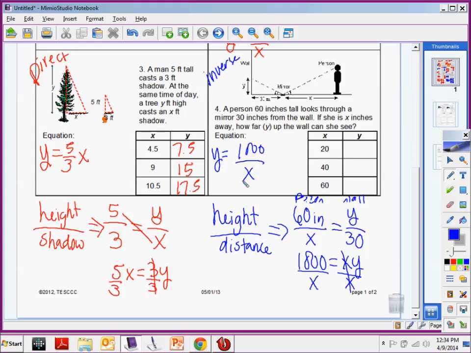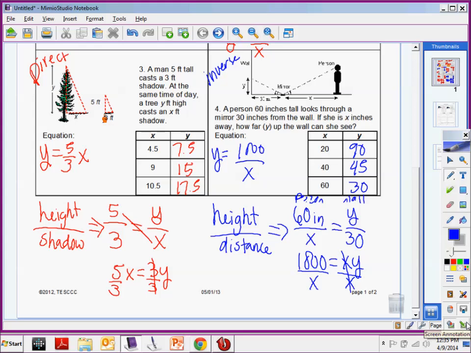So if she is 20 inches from the mirror, how high up on the wall can she see? 90. If she is 40 inches from the mirror, how high up the wall can she see? 45. If she is 60 inches from the mirror, 30. Do you see how once we create that equation, it makes it so much easier? That's right. All right, this is where we're gonna stop.